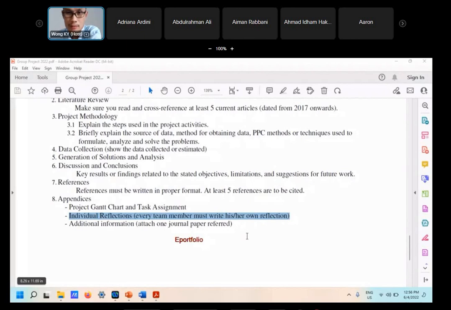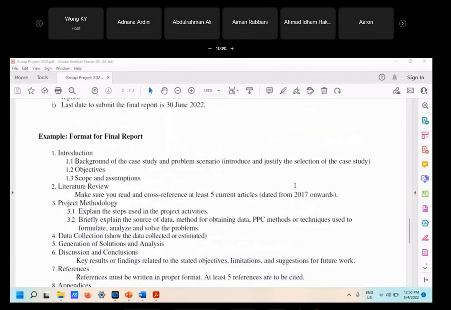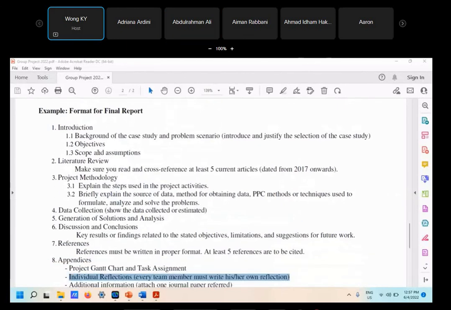Okay, clear? Everything clear? Any question? If you have a previous report, can you share it with us to take an idea? Previous report? I have no previous report. Previous reports are kept by Dr. Syed Helmi. I don't keep the reports. What do you need to know from the previous report? Take an idea. I've given you an idea already here. You see the format of the final report, this is what you should do.